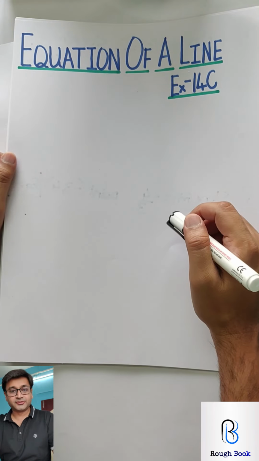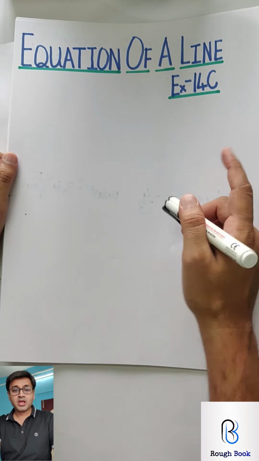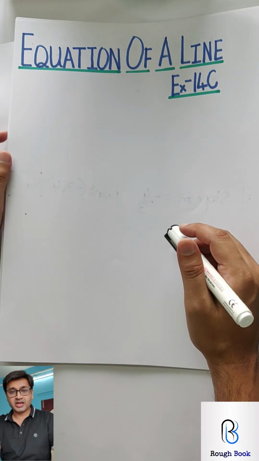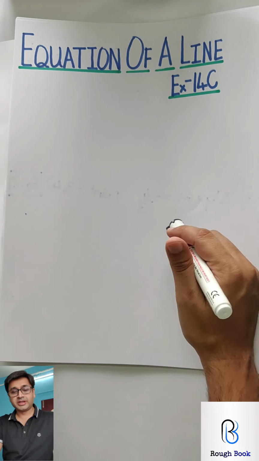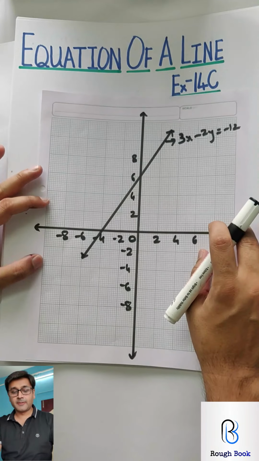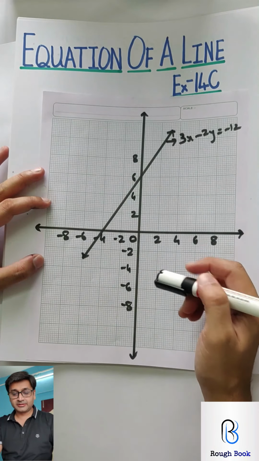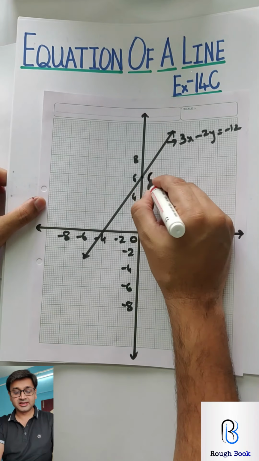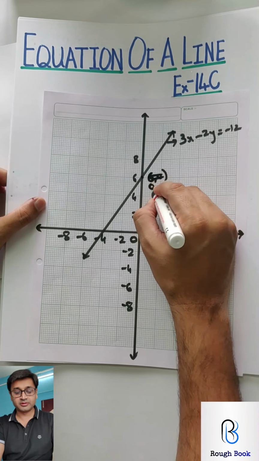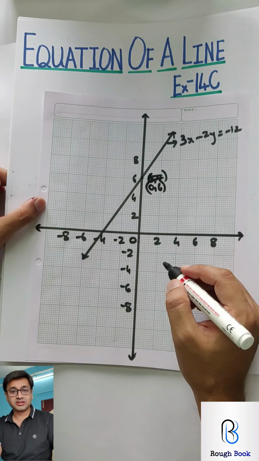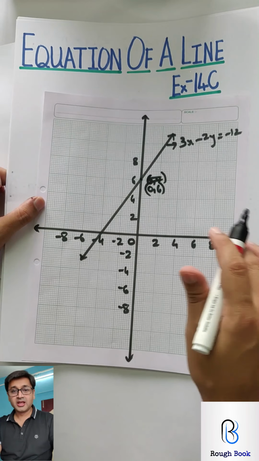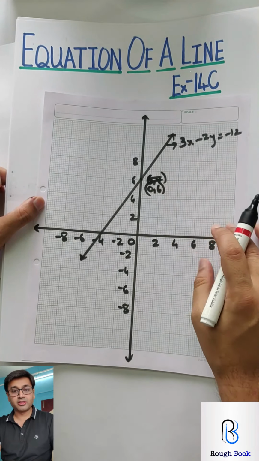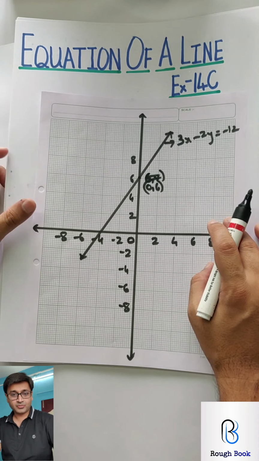We're going to do exercise 14C, equations of a line. In the previous video we did 14A and 14B. Just a quick recap. In 14A, if you remember, the line was given to you, that means the equation, and they told you whether a particular point, let's say in this case 0, 6, lies on this line or does not lie, you have to find. Then they said it lies and find one of the missing variables. Do you remember that?